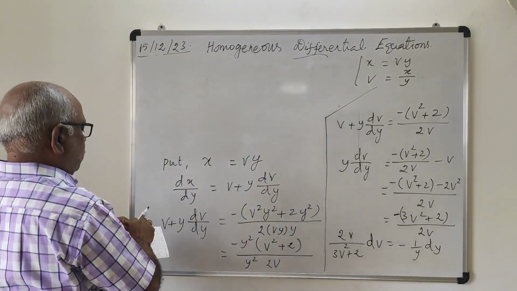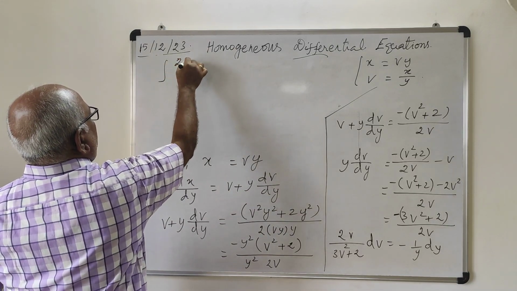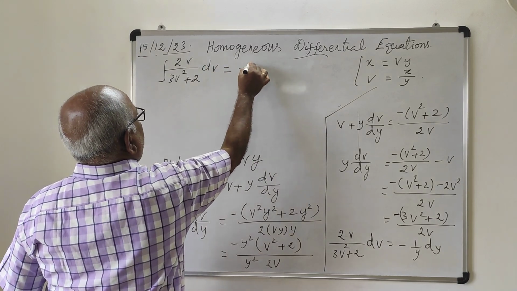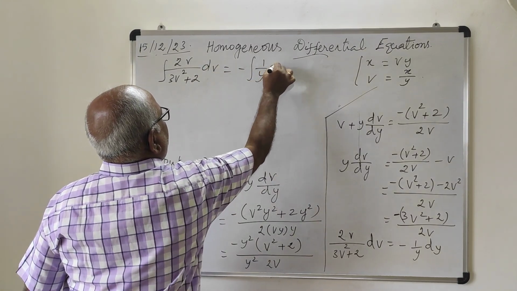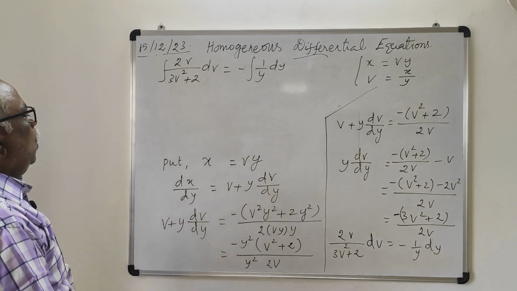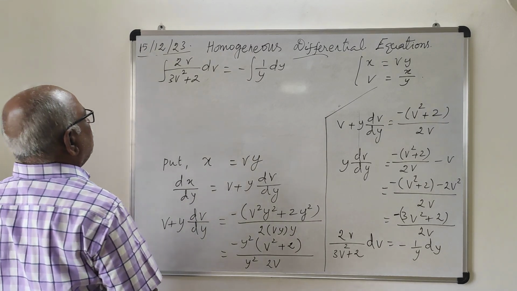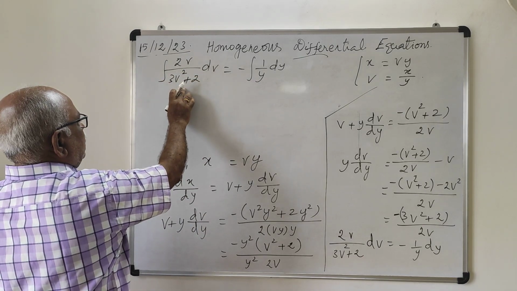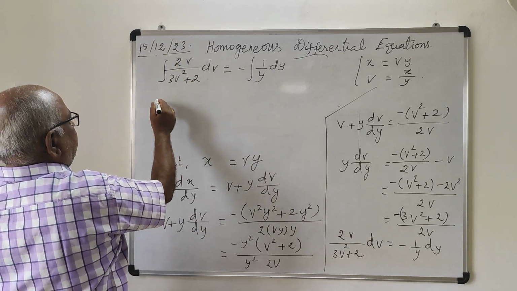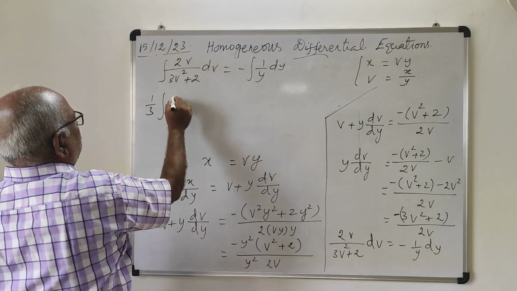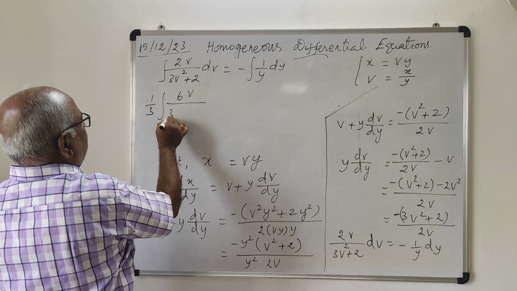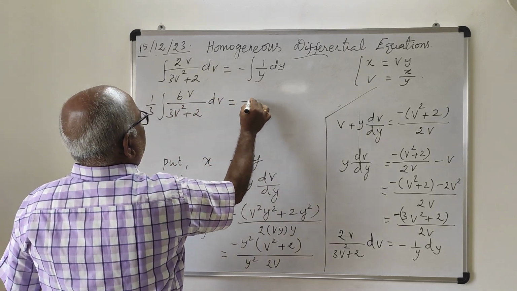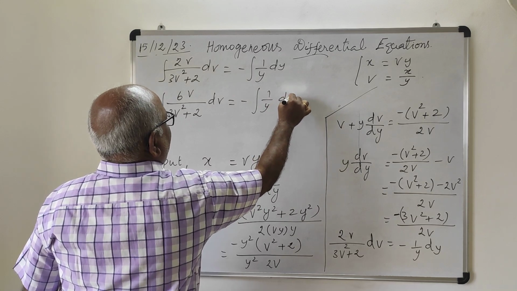Now integration of 2v by 3v square plus 2 dv equal to minus integral 1 by y dy. To integrate the left hand side integral, you multiply numerator and denominator by 3. Therefore, I get 1 by 3 into integral 6v by 3v square plus 2 dv equal to minus integral 1 by y dy.